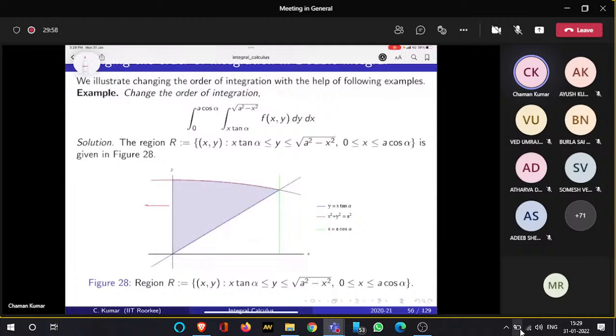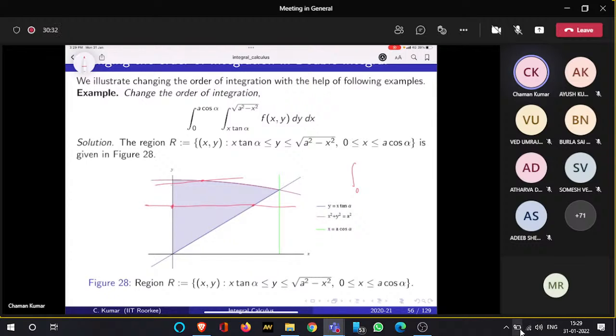So let us draw a line parallel to the x-axis. Now see the entry point. The entry point is this, where x is 0. So you write 0 here. And the exit point is this. But you also look at what happens if I draw a line parallel to the x-axis at this point. Then the entry point is 0, but the exit point lies on the circle.